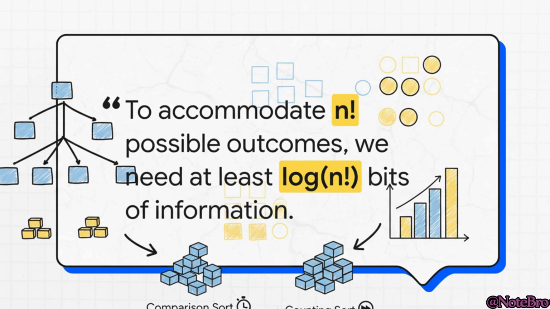So here's the kicker. For an algorithm to even have a chance of being right, its decision tree has to have enough leaves at the bottom for every single one of those n factorial possible ways the input could have been arranged. And since each comparison only gives a yes or no answer, which is basically just one bit of information, we have to ask enough questions to tell all n factorial of those outcomes apart.